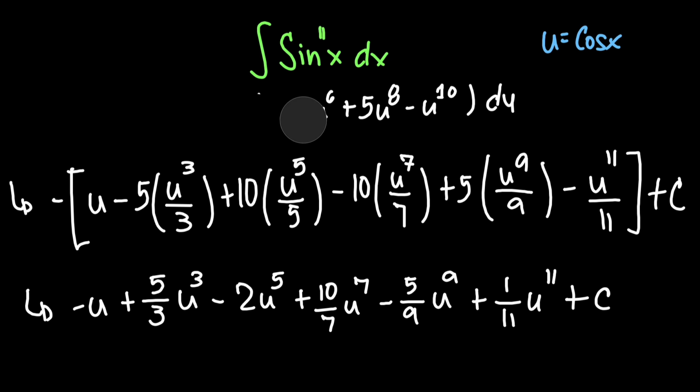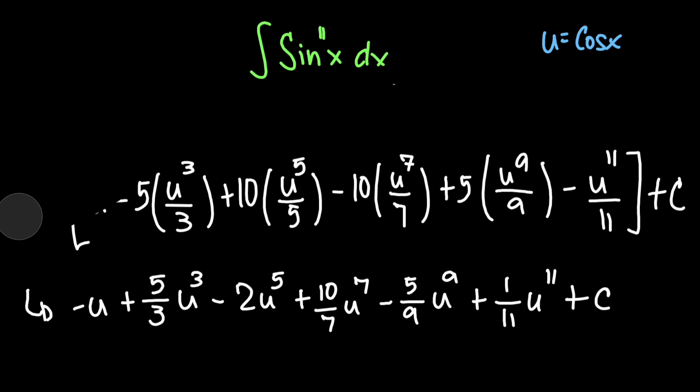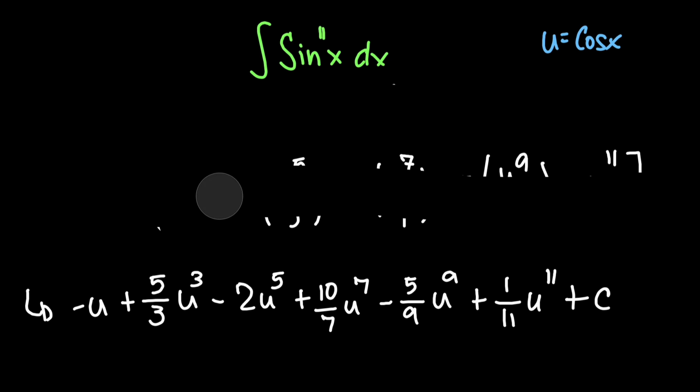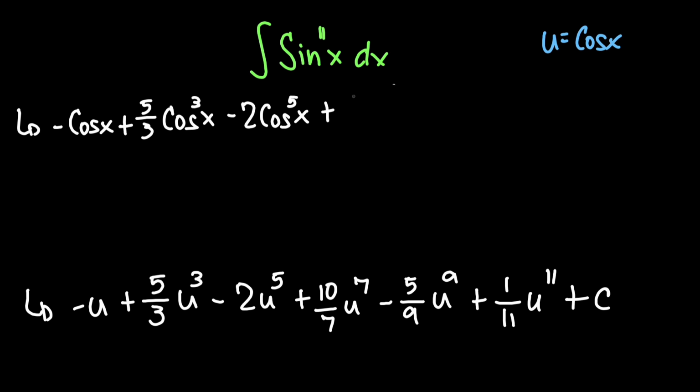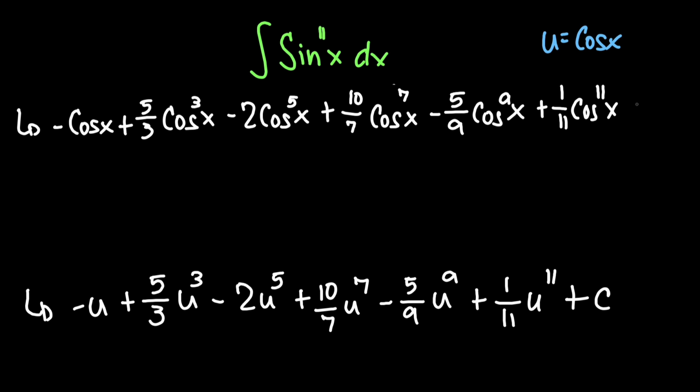Now that you have that, for your final answer, just put u back into their original form. U here once again would be equal to cosine of x. And so your final answer here would be equal to negative cosine of x plus 5/3 cosine cubed of x minus 2 cosine to the power of 5 of x plus 10 over 7 cosine to the power of 7 of x minus 5 over 9 cosine to the power of 9 of x plus 1 over 11 cosine to the power of 11 of x plus c.